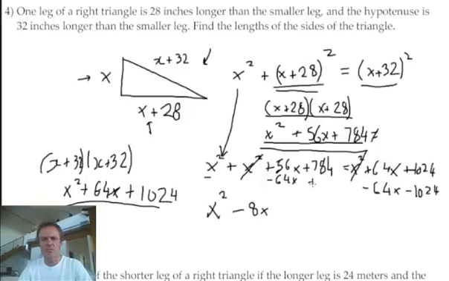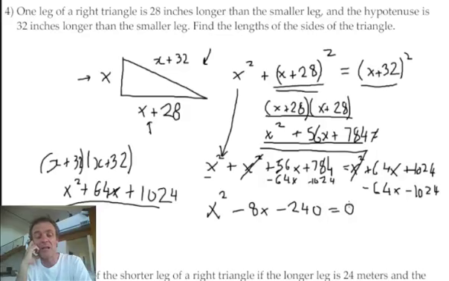So take away 1024. I'm going to cheat and stick that in my calculator. 784 take away 1024 equals negative 240. So x squared minus 8x minus 240 equals 0. And finally, I've got something I can deal with. What are the two numbers that make negative 240 when you multiply and negative 8 when you add? So, two parentheses.